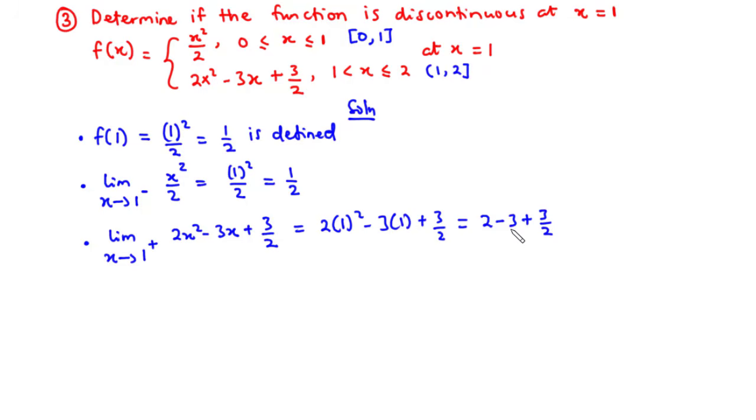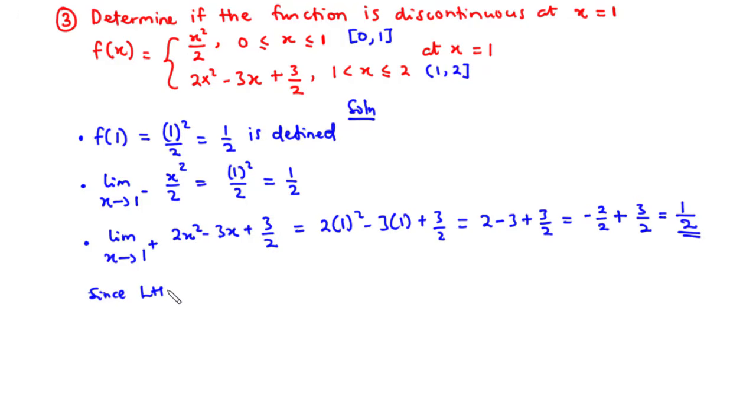Now 2 minus 3 is negative 1, and we can think of negative 1 as negative 2 over 2, and then we have plus 3 over 2. Now we chose to write negative 2 over 2 because the denominator of 3 over 2 is 2. Since the denominators are the same, we can simplify the numerators. So that is negative 2 plus 3, and that is 1. So we have 1 over 2. So the right hand limit is equal to 1 over 2.